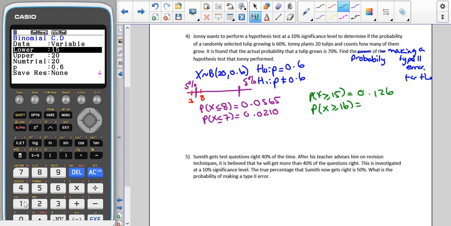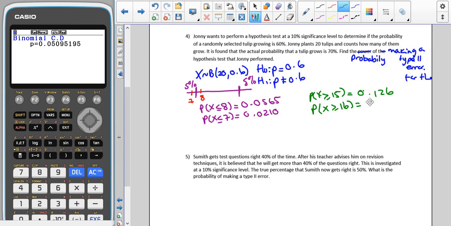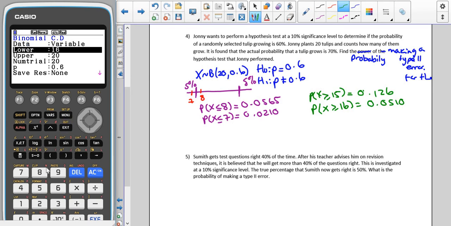So, whoops, 16 is our lower this time. So that's giving me 0.0510, sorry, to 3 significant figures. Again, this isn't quite small enough, so we're going to try a bigger number.